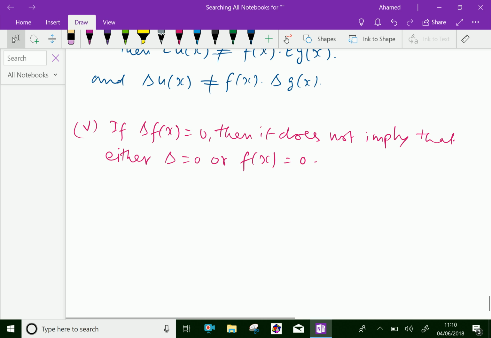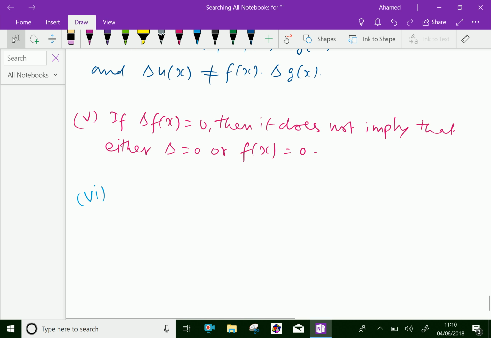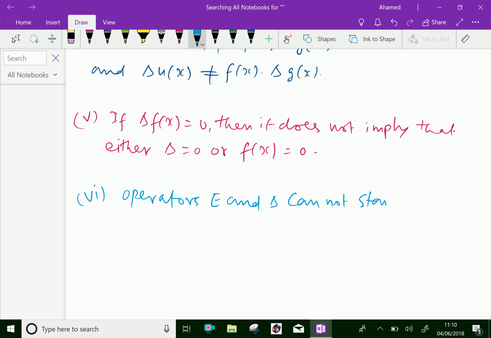Then the sixth one: operators E and delta cannot stand without any operand.